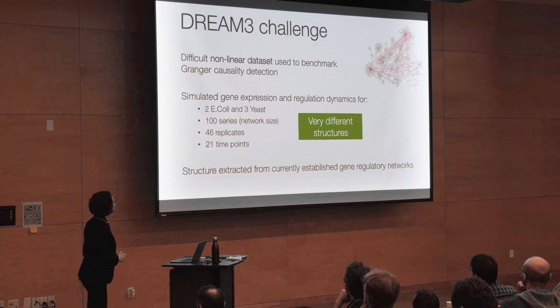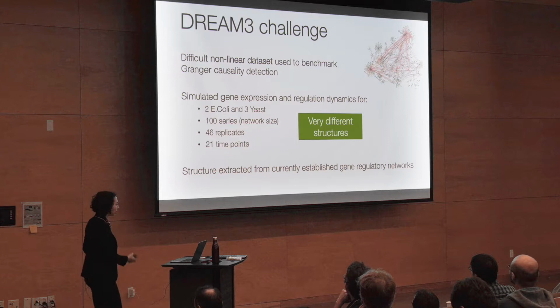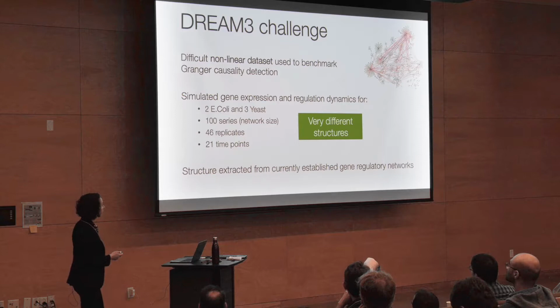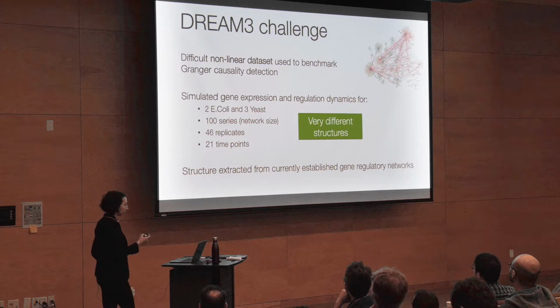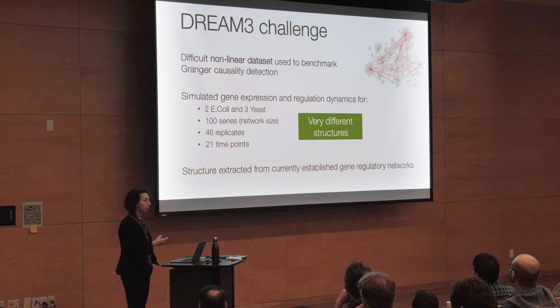Okay, so let's analyze what this method does on the DREAM4 challenge data set, which is used to benchmark ranking causality selection methods in these nonlinear settings. The data set consists of simulated gene regulatory dynamics, so gene expression and regulation dynamics, for five different networks, two E. coli and three yeast.